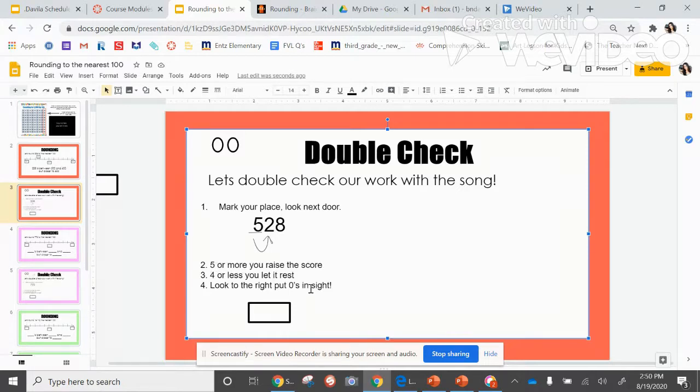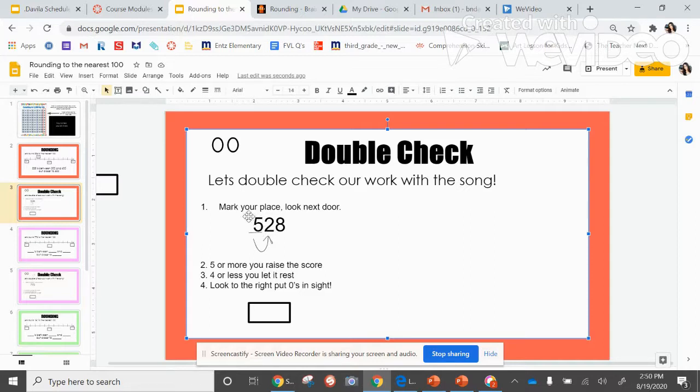5 or more, you raise the score. Okay, is 2 5 or more? No. Let's go on to the next one. 4 or less, you let it rest. Is 2 4 or less? It sure is.